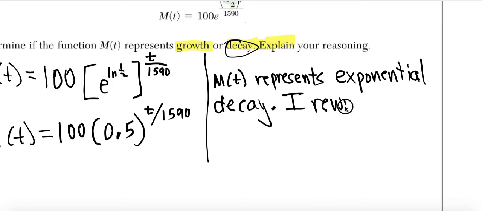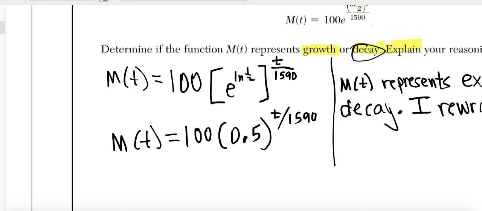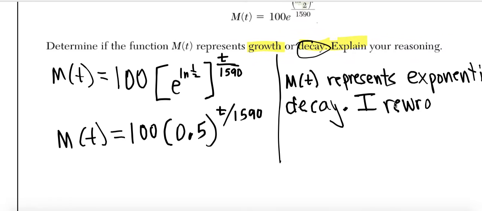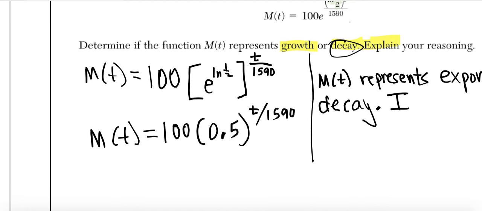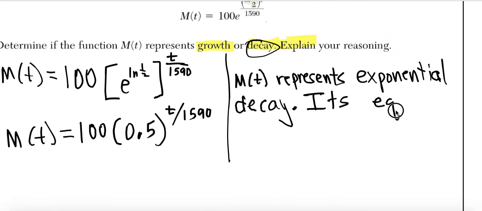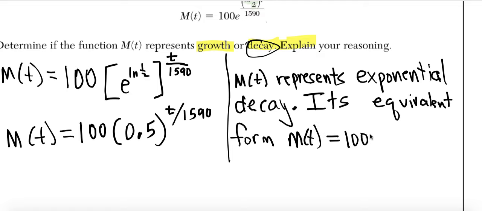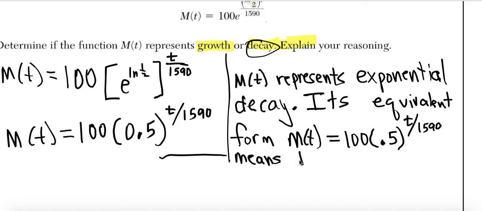I rewrote it. Its equivalent form, m of t equals 100 times 1/2, or 0.5, to the t over 1590, means that the radium, it's what's called a half-life, the amount of time it takes to get multiplied by a half, right? Has a half-life of 1590 years.